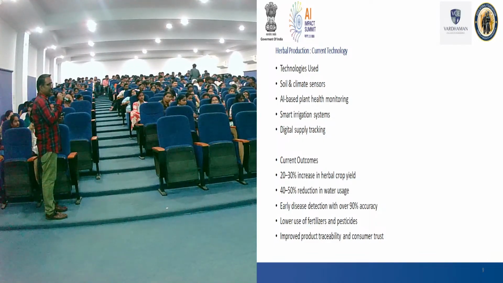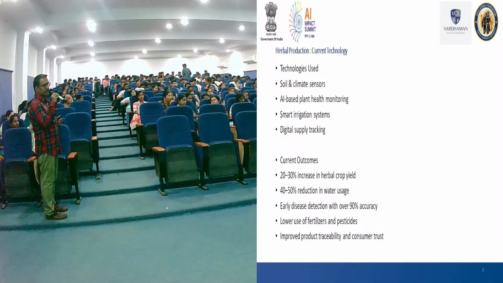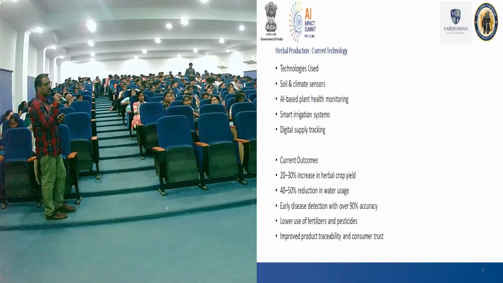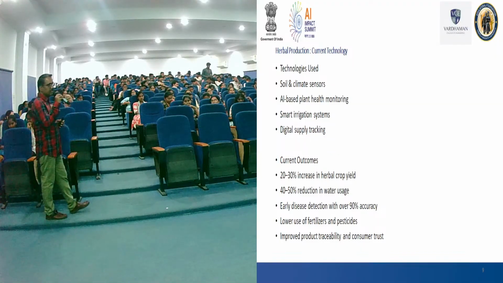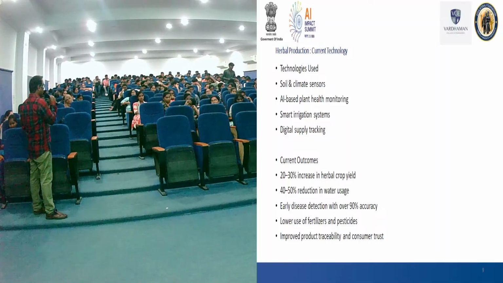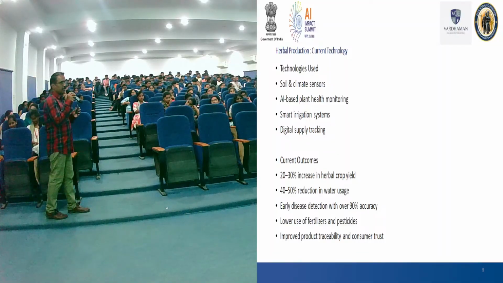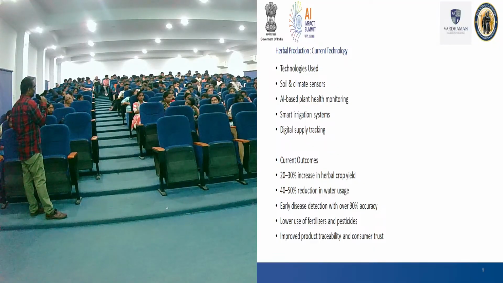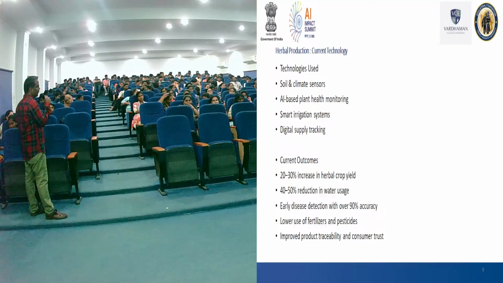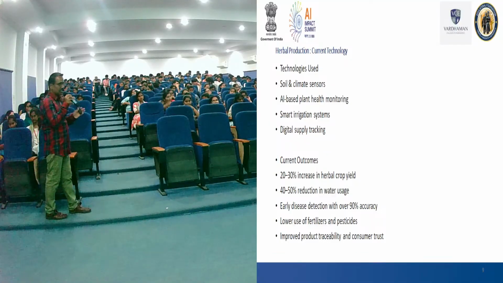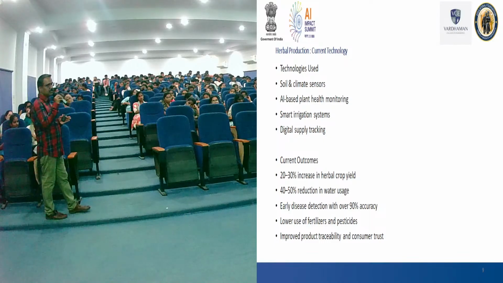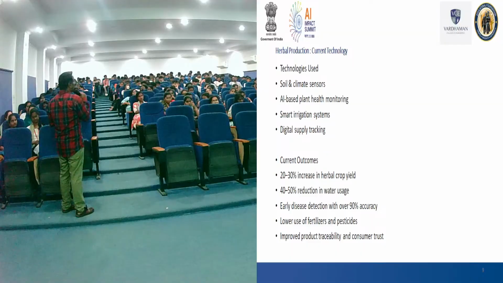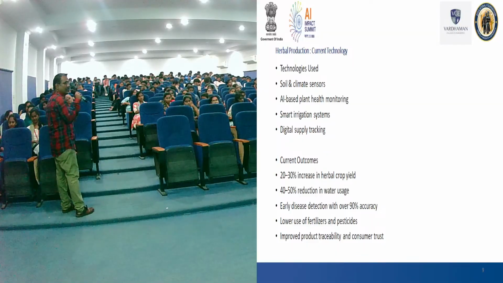What is the outcome of current technology? Sorry, a 20 to 30 percent increase in herbal crop yield. A 40 to 50 percent reduction in water usage, so we are reducing the water usage. Early disease detection with over 90% accuracy. The current technology has 90% accuracy.